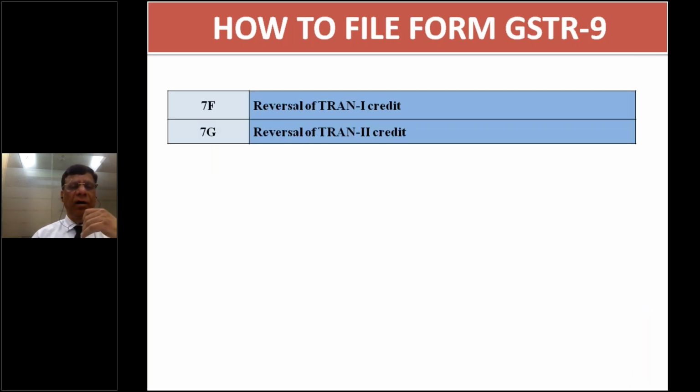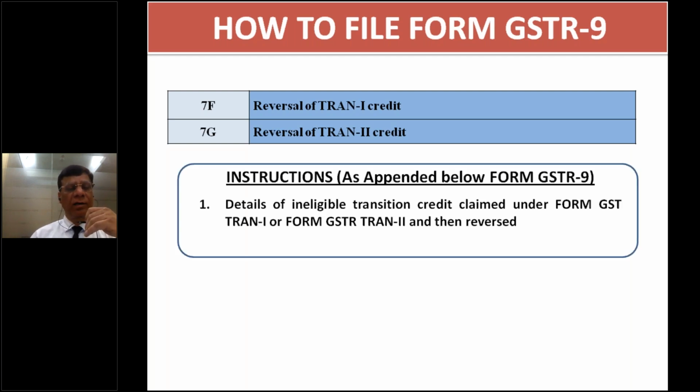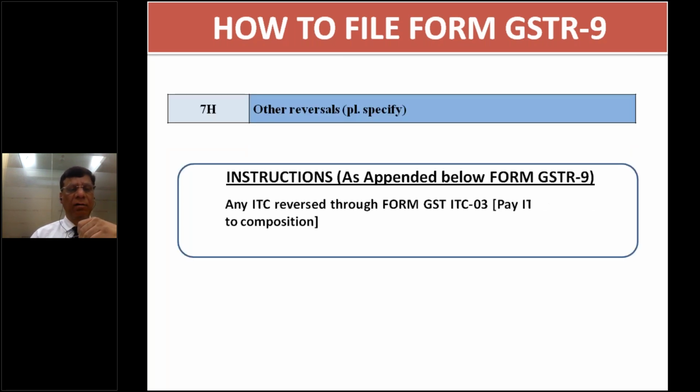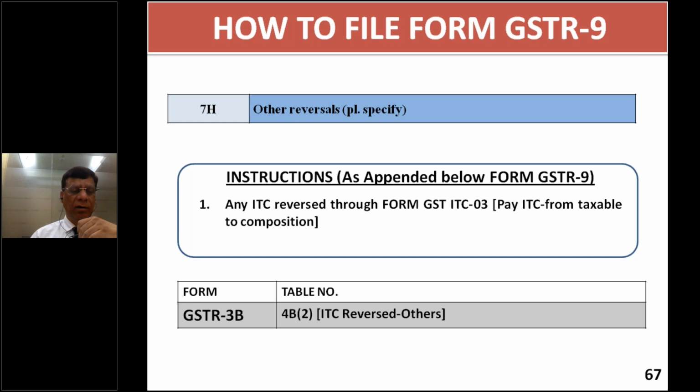So in 7F, we will talk about reversal of TRAN-1 credits, 7G reversal of TRAN-2 credits, and details of ineligible transitional credit claimed under Form GST TRAN-1 and TRAN-2 and then reversed. So this information is also contained in the 4B table itself. Then for 7H, other reversals may be there, like any ITC reversed through Form GST ITC-03, like paying ITC from taxable to composition, and in table 3B, this information is once again contained in the B2.